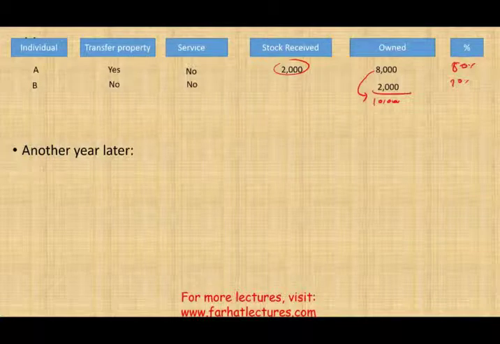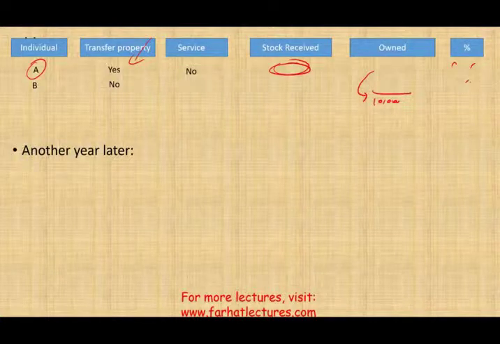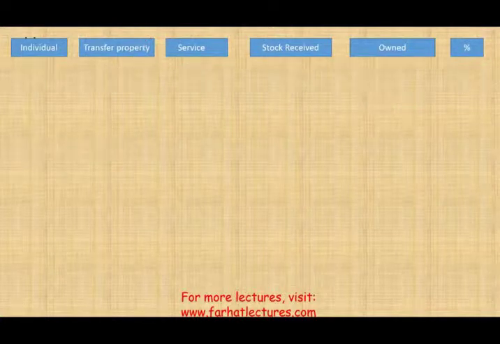Well, under those circumstances, would A qualify for Section 351 for the property that A transferred? And the answer is yes. Well, it's only 2,000 shares, but it doesn't matter. This 2,000 shares, because it's a transaction, gave A control after the contribution. Therefore, Section 351 would apply. So notice here, they only received 2,000 shares, and Section 351 applies.